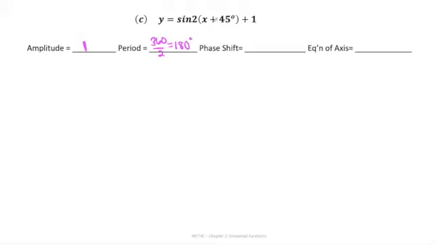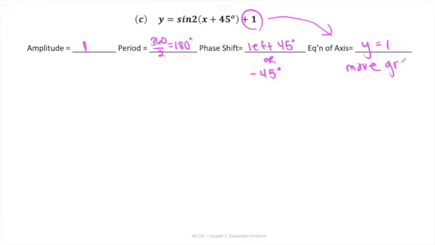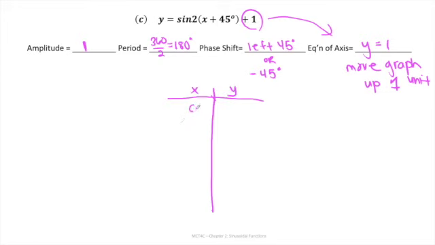Our phase shift is going to be opposite of what you see, so we're going to move ourselves left 45 degrees or write it as -45 degrees. And our equation of our axis, we finally have one. That is that +1 at the end, so it's going to be y is equal to 1, which means we're moving our graph up 1 unit. Okay, so all of those are going to be affected. We're going to have 3 things that we're going to have to do in our table of values to help us with our final graph. So again, back to regular standard table of values to begin, because we have sine.